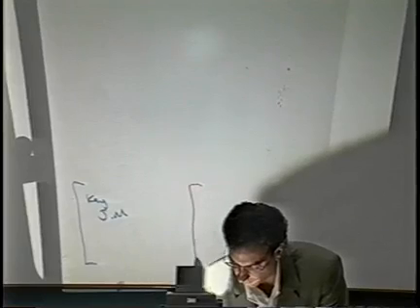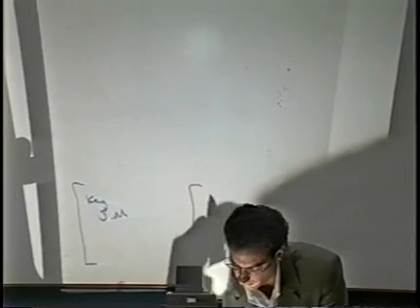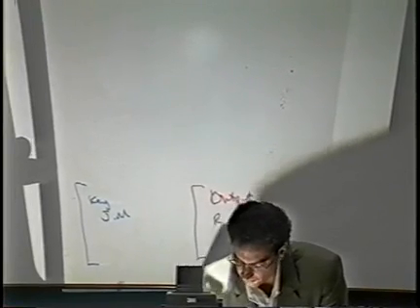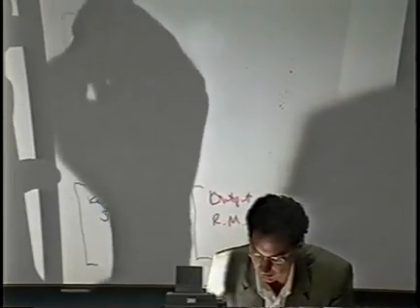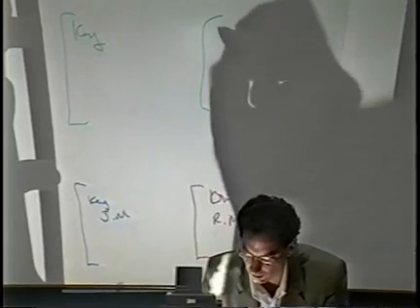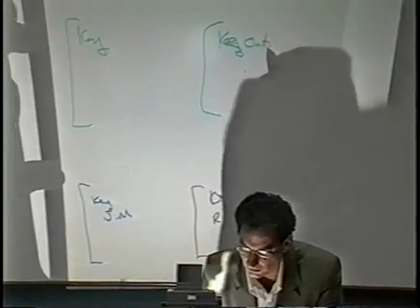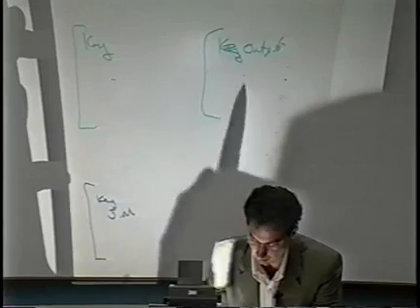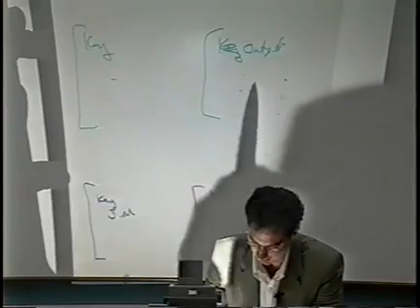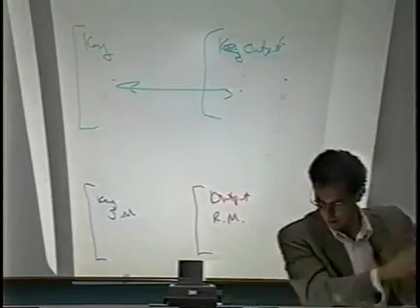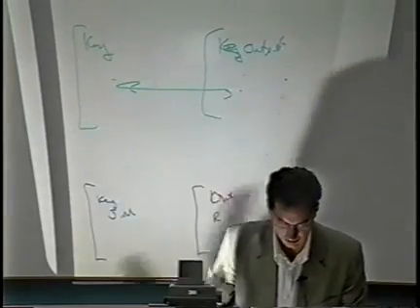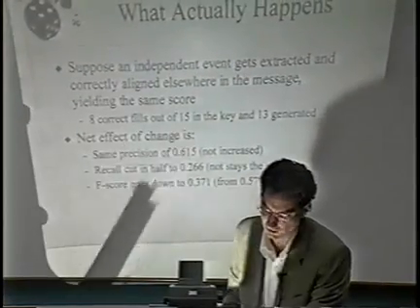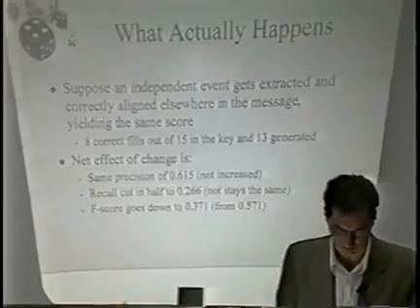Here's our event that we generated with Rupert Murdoch. And let's just suppose that there was another part of the message where we had an event in the key, and we generated one that we corrected, an event that was correct. We generated an event that was correct, that appropriately got aligned up here. And we're not going to do anything that's going to change that. But for the sake of argument, say that this had the same properties as our original example. That is, that we got 8 right out of 15 in the key and 13 generated.